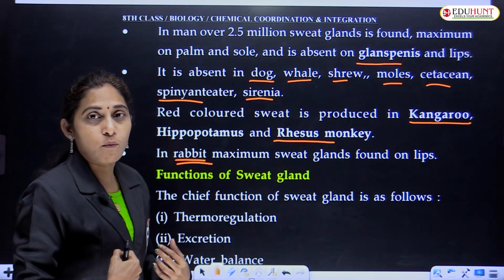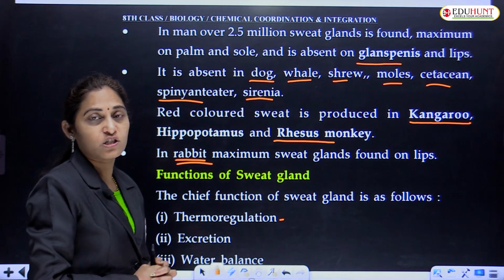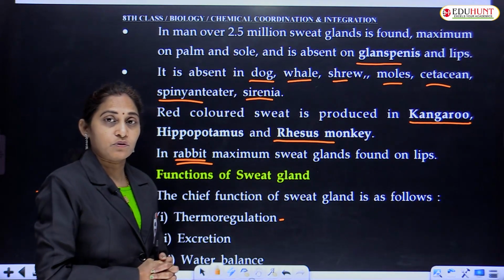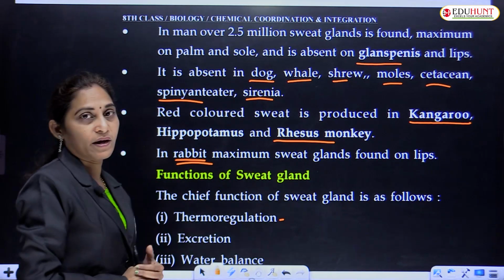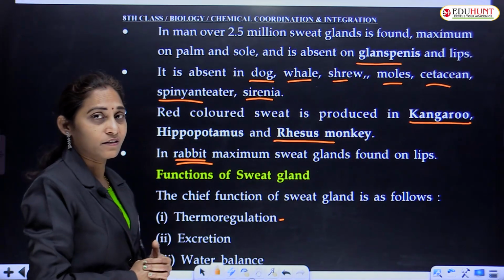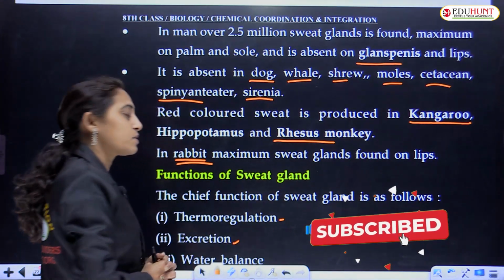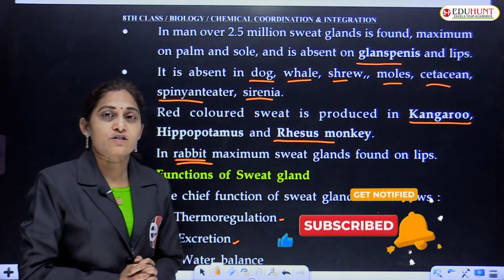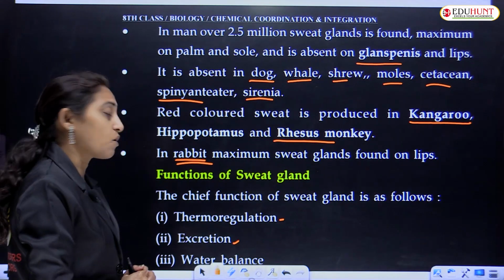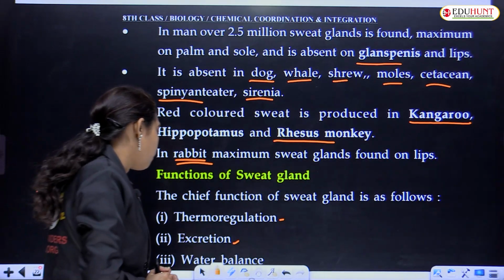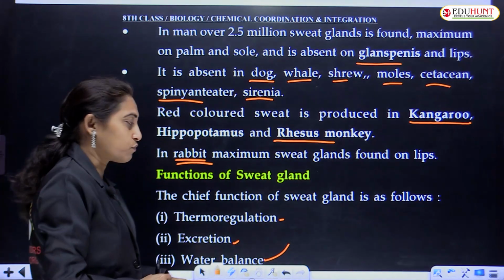So to cool the body, that is called thermoregulation. Thermoregulation is temperature control. Temperature control in the body is done by sweat glands. They release sweat whenever there is excess temperature in the surroundings. And the second function served by the sweat glands is excretion, release of some unwanted salts and also water. Electrolyte balance is also maintained by the sweat glands.